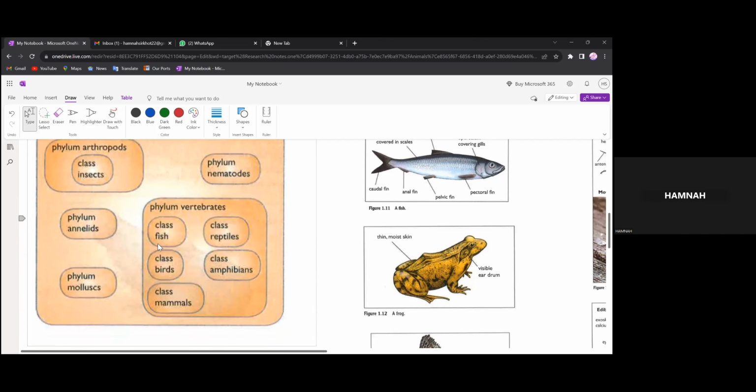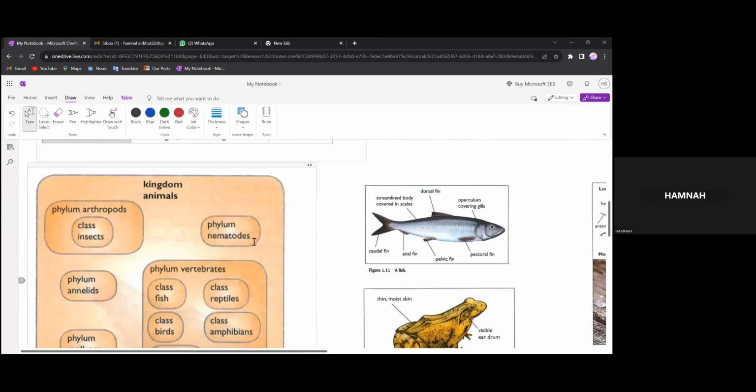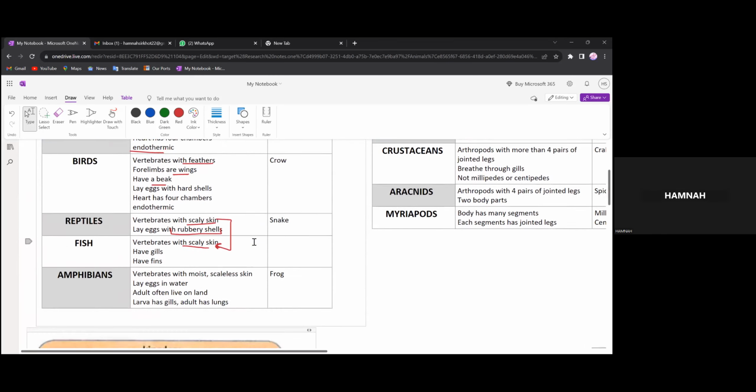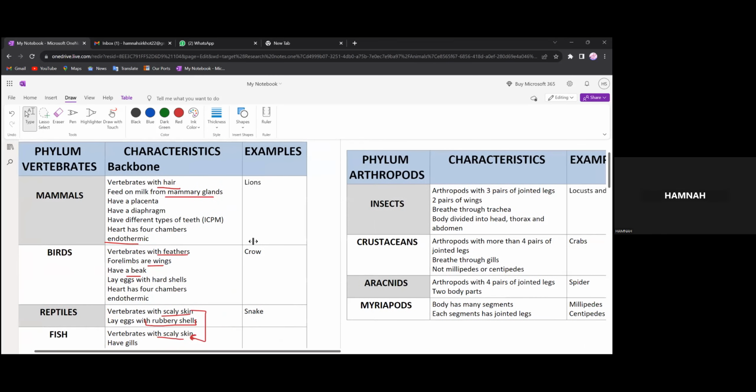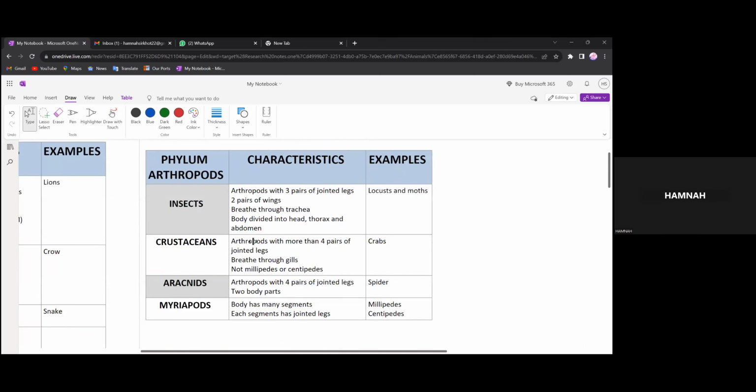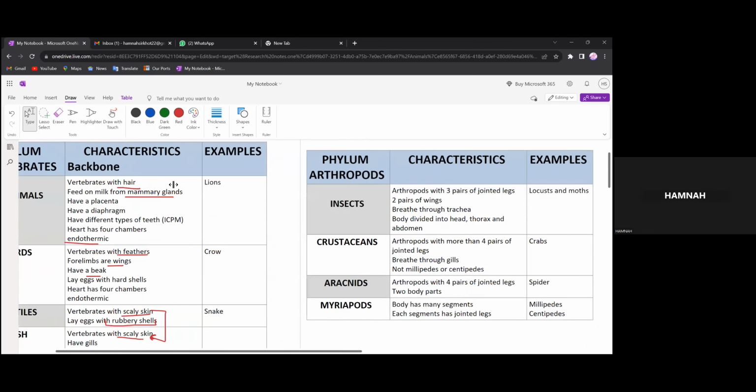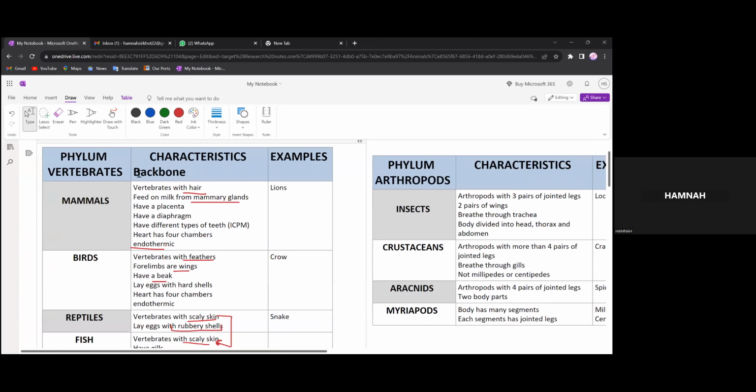But for now, phylum vertebrates was the easiest, right? Phylum vertebrates, you can just say these are the most common ones: mammals, birds, reptiles, fish, amphibians. Coming to arthropods. Now when I asked you about vertebrates, you said backbone. Vertebrates have backbone.